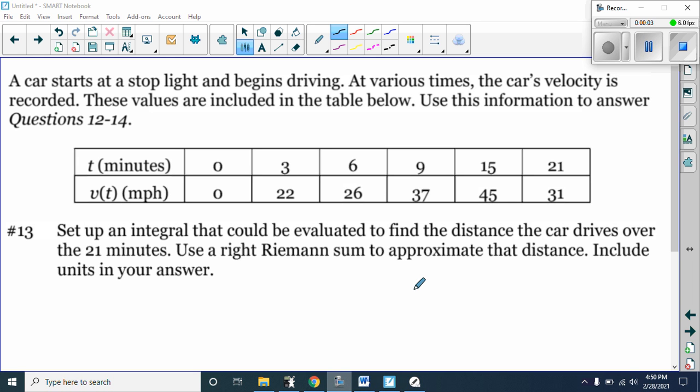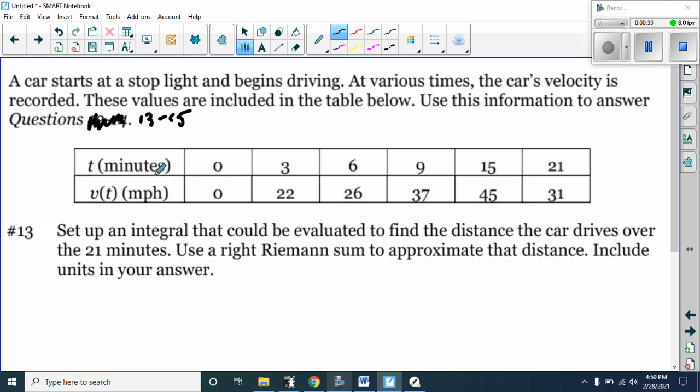Numbers 13 through 15 on the Unit 5 study guide. It says a car stops at a stoplight and then begins to drive. At various times, the car's velocity is given here. We are first asked to set up an integral that could be evaluated to find the distance that the car drives over the 21 minutes. And then we are asked to use a right Riemann sum to approximate the distance, including units.